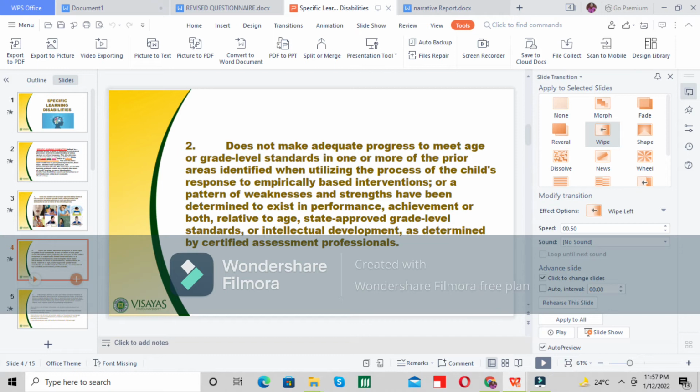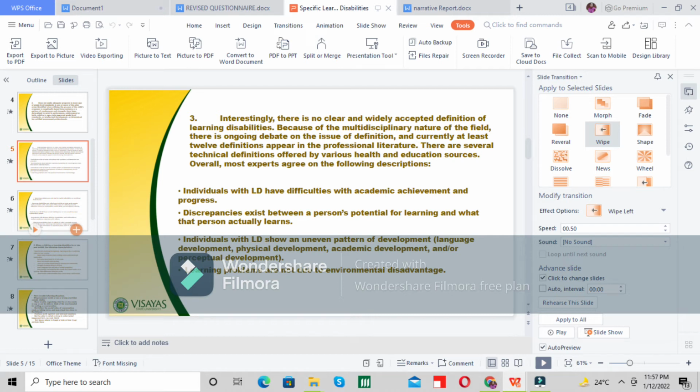Okay, so the next is, interestingly, there is no clear, widely accepted definition of learning disability. Because of the multidisciplinary nature of the fields, there is ongoing debate on the issue of a definition, and currently at least 12 definitions appear in the professional literature. There are several technical definitions offered by various health and education sources. Overall, most experts agree on the following descriptions.